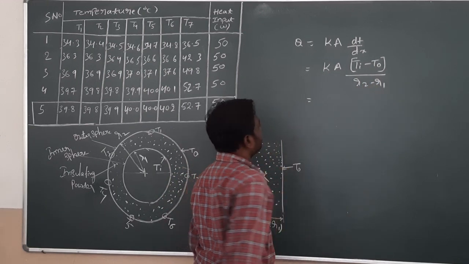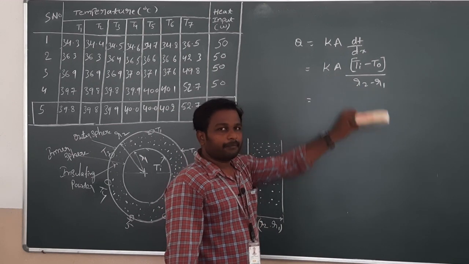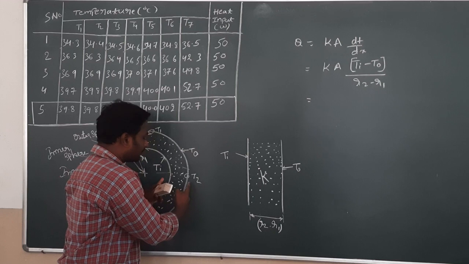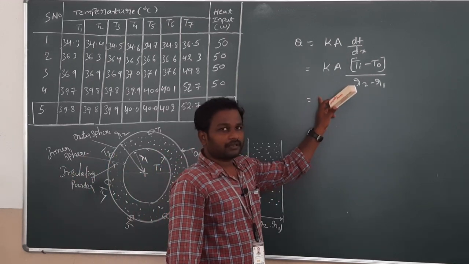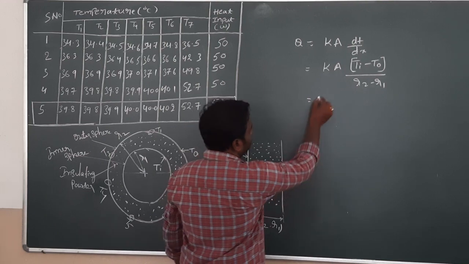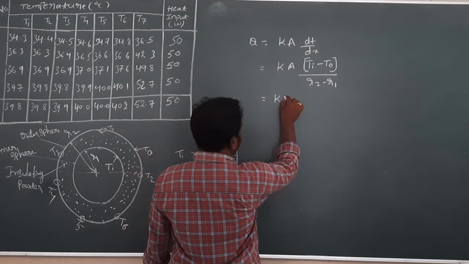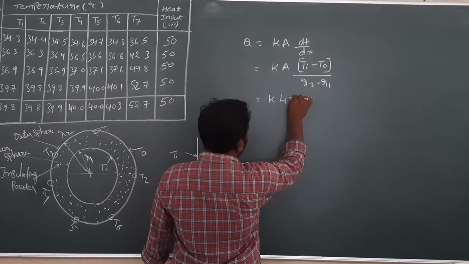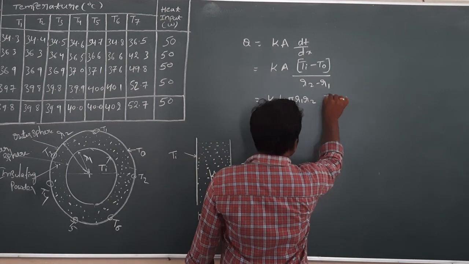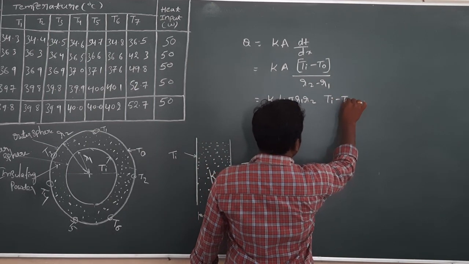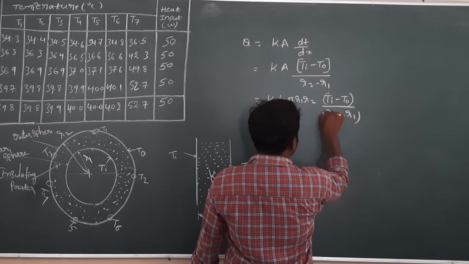Here we need to substitute the logarithmic mean area, because we considered the concentric sphere as a plane wall. The logarithmic mean area of the composite sphere is 4 pi R1 R2, so Q equals K into 4 pi R1 R2 into Ti minus T naught, divided by R2 minus R1.